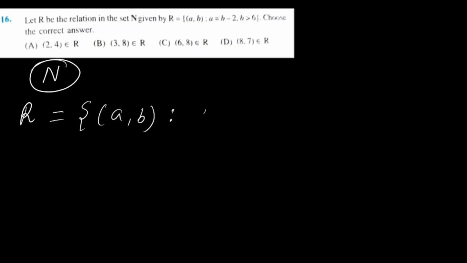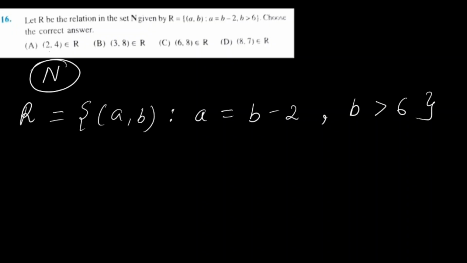Let's do the 16th question, the last question of this exercise. In this question, it's given to us: let R be the relation in the set N. Set N means the set of natural numbers. This relation is defined in the set of natural numbers. R is given to us as R = {(a, b) such that a = b − 2}, and also another condition is given that b is greater than 6. Both things we have to check. Let's see which option is correct.